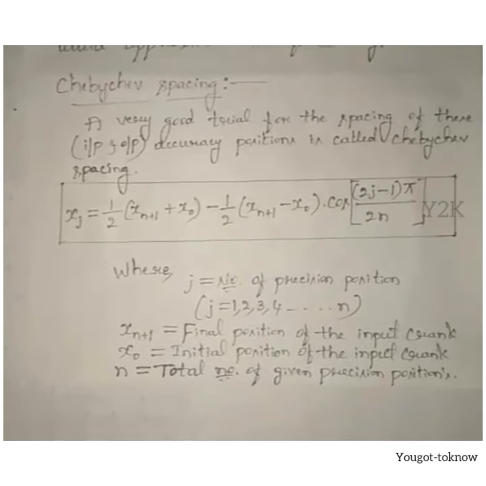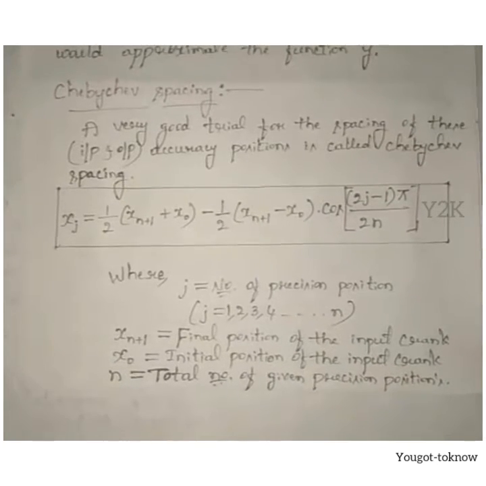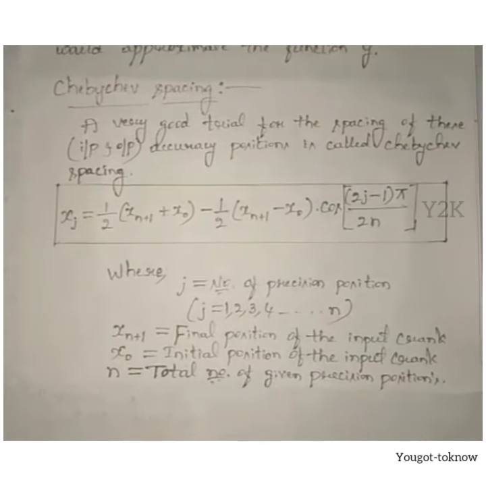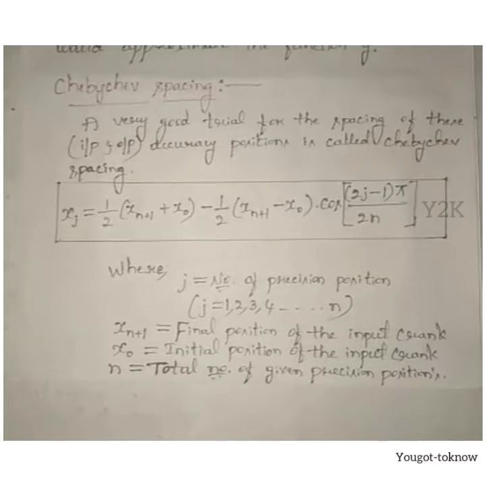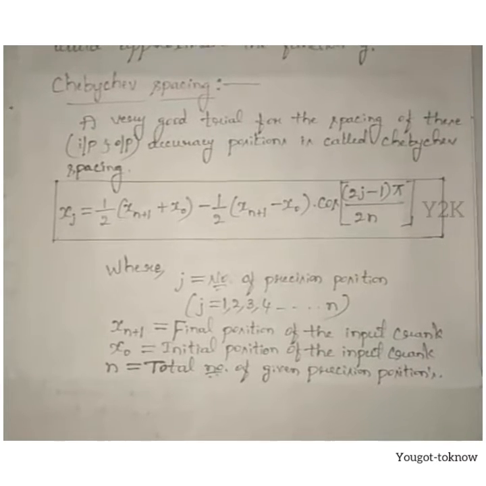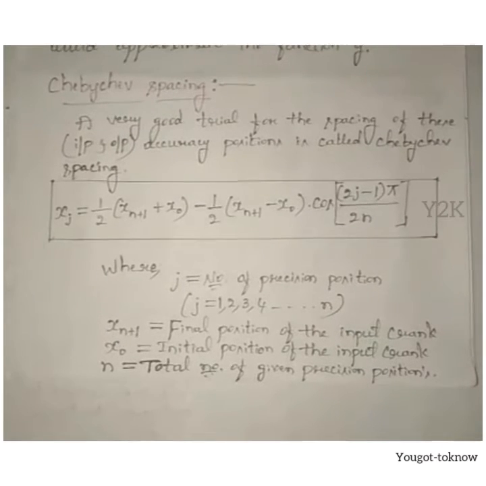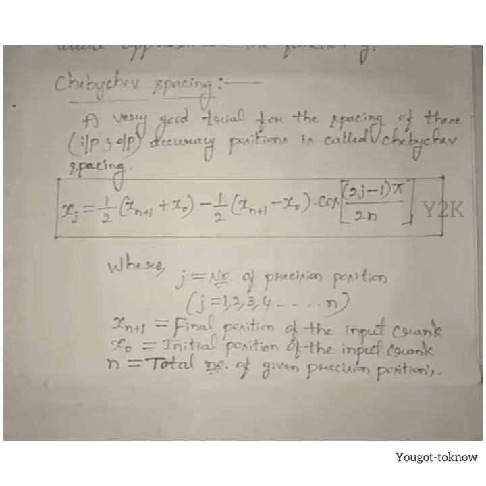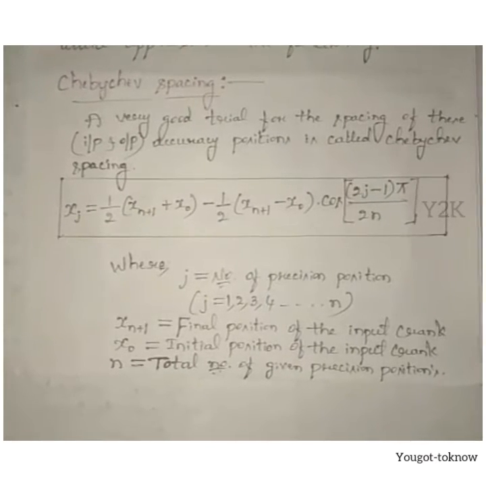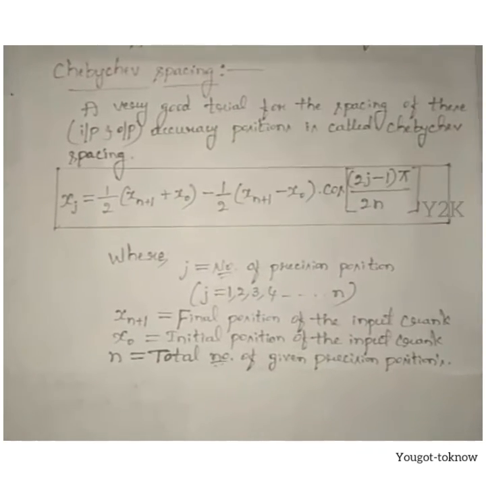Chebychev spacing is one of the methods to determine the accurate precision positions in the given mechanism at the input and at the output member. Here we can see the Chebychev equation, which is used to determine the accurate precision positions at the input and at the output member in the given mechanism.